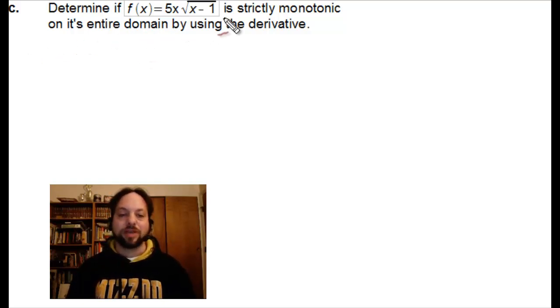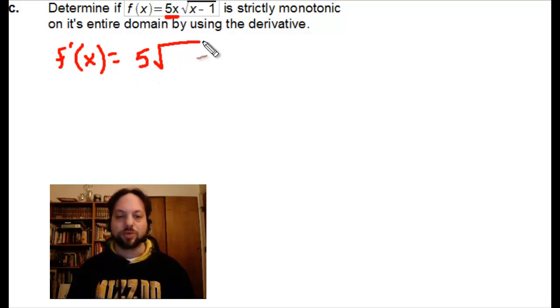So, in example C, we're given this function here, and we're told to determine if it is strictly monotonic by using its derivative. So, of course, the first thing we're going to have to do here is go ahead and differentiate this thing. If we do this, of course, we're going to need the product rule. If I do the derivative of the first part first, what I'm going to end up with is 5 times the square root of quantity x minus 1. Now, because of the product rule, let me go ahead and differentiate the second part of this function, the square root of x minus 1 part.